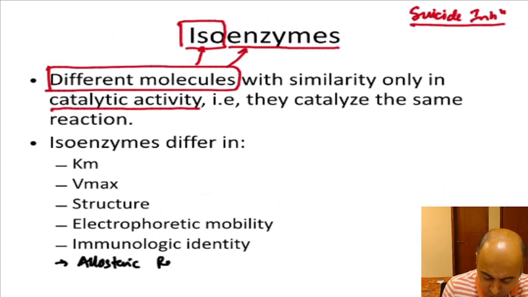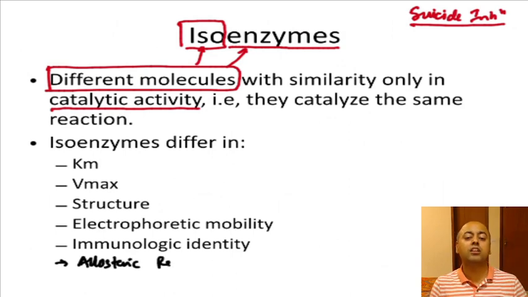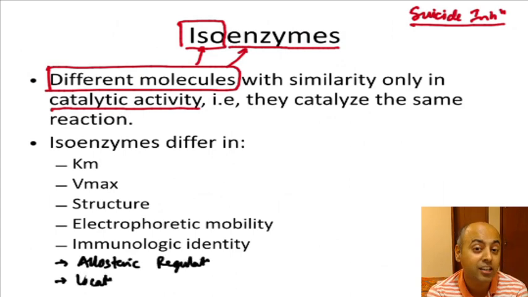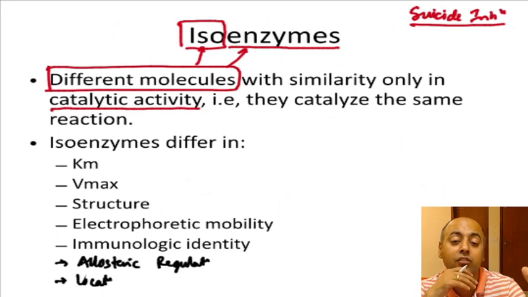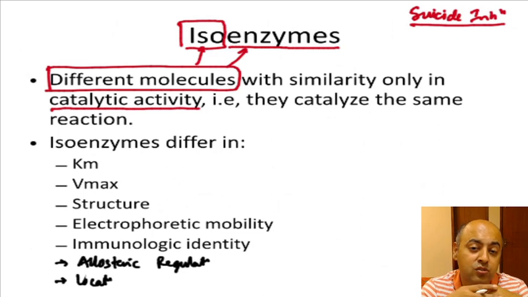They can have different locations inside the cell or in the body, meaning they can even have a different compartment within one cell, or they may be present exclusively in different tissues. In the heart, we have a different isoenzyme, in the muscle, we have a different isoenzyme, in the liver, we have a different isoenzyme. Like that, they can have different locations in our body, both in terms of the organ or in terms of the compartment that we are talking about.